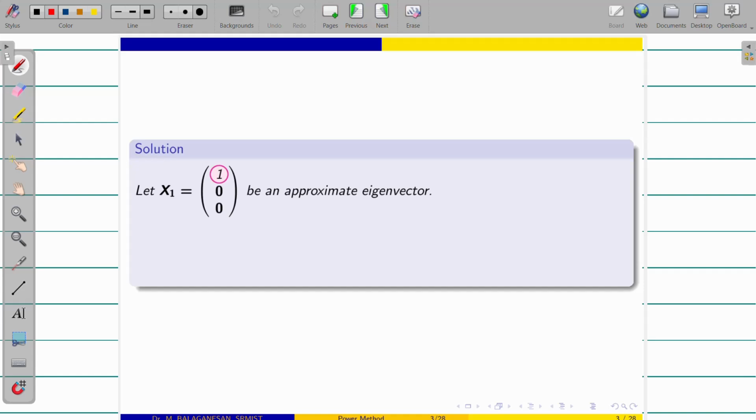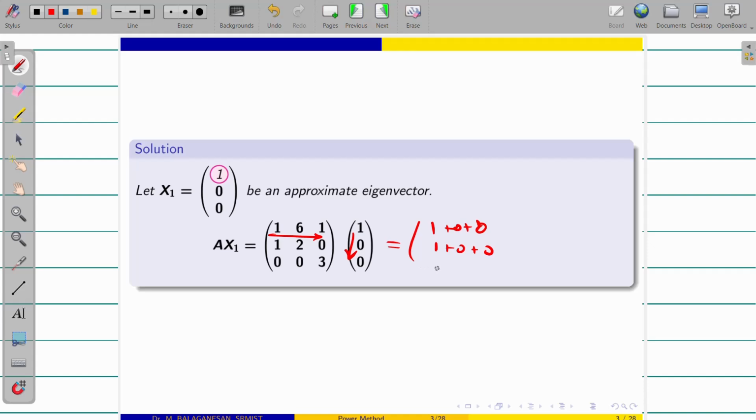Just in the usual way, we are assuming the eigenvector x1 equivalent to a non-zero column vector. It should be 1, 0, 0. Here you can assume 0, 1, 0 or 0, 0, 1 also. There won't be any issues here. Right. Now multiply A into x1. So A matrix into x1. You know how to do the multiplication. It should be row with the column wise. It will be 1 plus 0 plus 0, and then 1 plus 0 plus 0, and then 0 plus 0 plus 0.